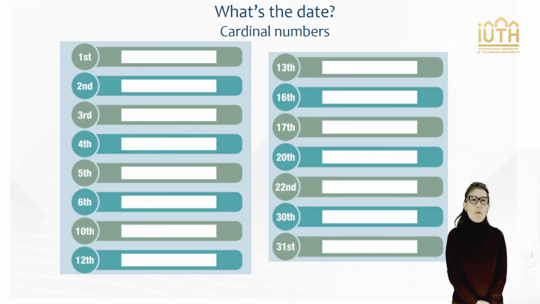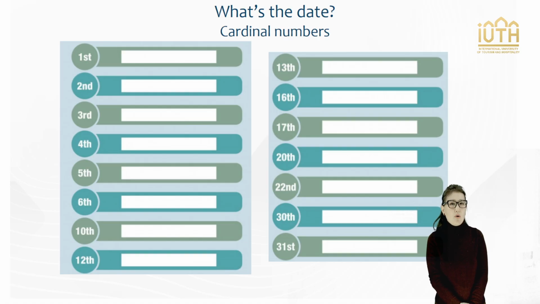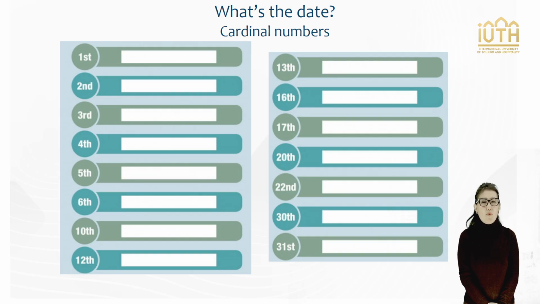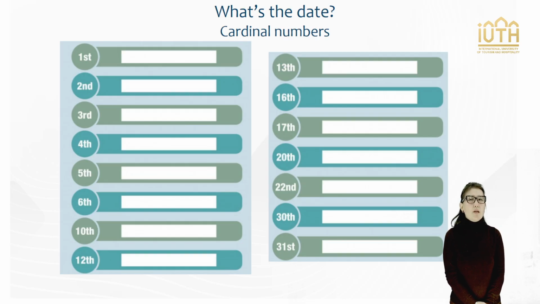Next, let's talk about numbers. Today we will talk about ordinal numbers. Ordinal numbers indicate the position and order of things in a sequence. They are used to show rank, order, or position rather than quantity. Here is an overview of ordinal numbers in English. First, second, third, fourth, fifth, sixth, tenth, twelfth, twentieth, twenty-second, thirtieth, thirty-first.